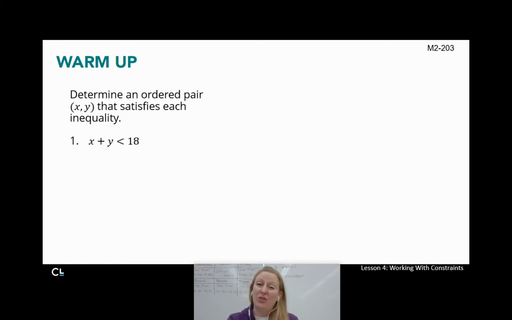Before we get too far into today's lesson, we do, of course, have a warm-up on page M2-203. Now, there are actually several of these there, but I just want you to do number 1. All I want you to do is determine an ordered pair, x and y, that satisfies the inequality. So all I want you to do is come up with a number for x and a number for y that would make the statement true. That's all you got to do. Go ahead, hit pause, work this out, hit play when you're ready to check your work.